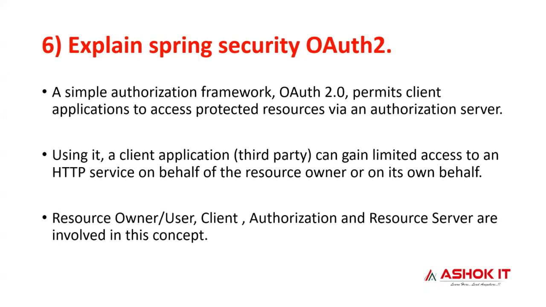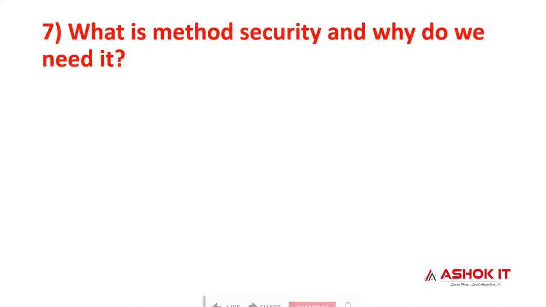Here, there are different words or terminologies we have. Resource owner is nothing but an end user. Client is nothing but the application that you are trying to access. Authorization and resource server is nothing but the one which is providing the security mechanism, like Facebook, Google, and GitHub applications.